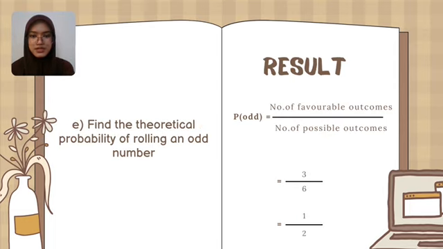E. Find the theoretical probability of rolling an odd number. The formula is probability of odd is equal to number of favorable outcomes divided by number of possible outcomes. So it will be 3 divided by 6. We simplify it and get 1 over 2.